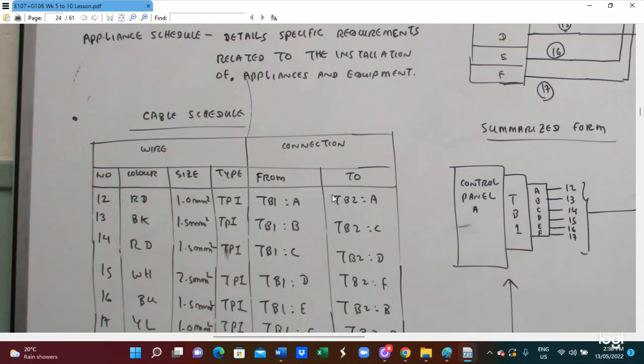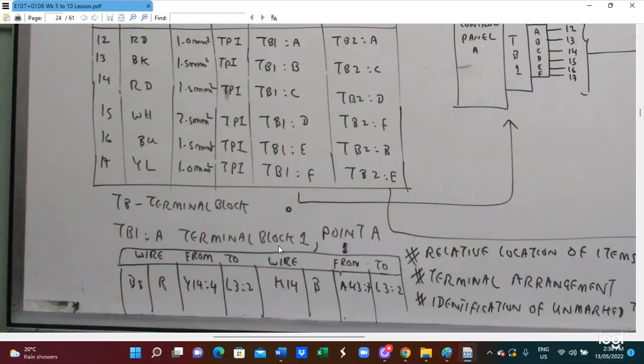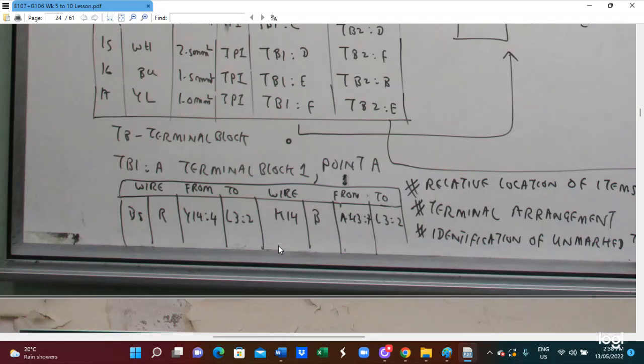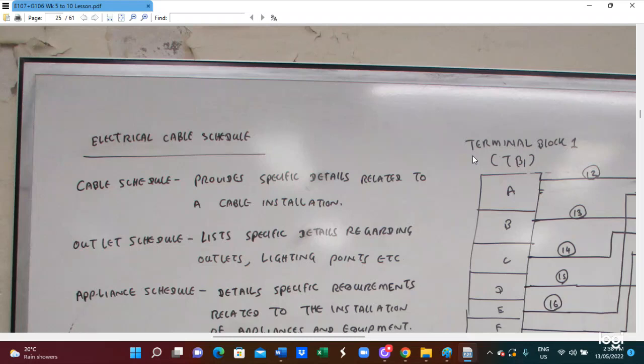Those things are important. When you write the cable schedule, you have to put the serial number and also the color of the cable, size of the cable, type of the cable, type 1 or type 2 or type 3, and the connection from this point to another point. So this is the cable schedule. The terminal cable schedule has to be provided like this. Therefore, by knowing the cable schedule, you can select the appropriate cable to do the practical wiring.